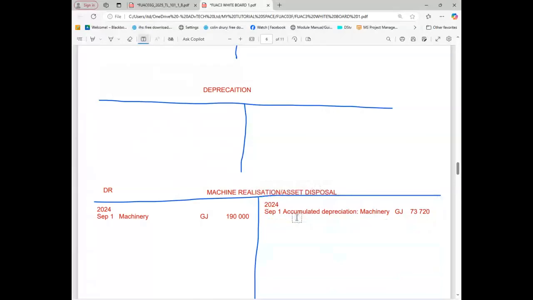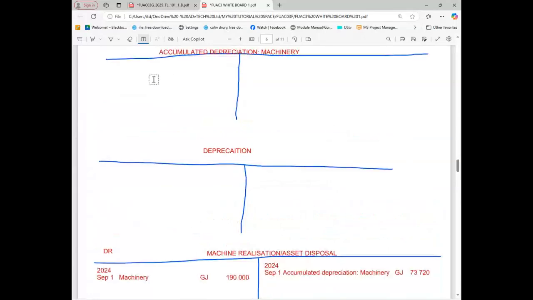And then now we take it to the accumulated depreciation, under which side? Obviously this side, because it's credit on the September disposal, so it'll have to be debit on this. That's true. Okay, which is GJ. Are you okay, guys? Yes, sir. It makes sense.